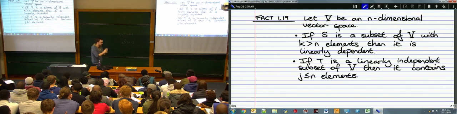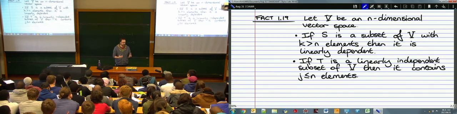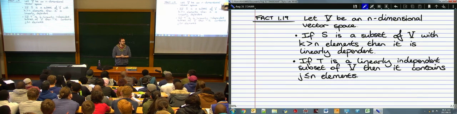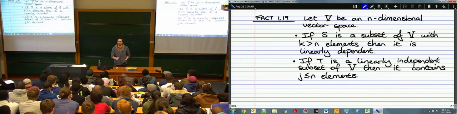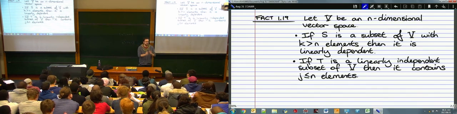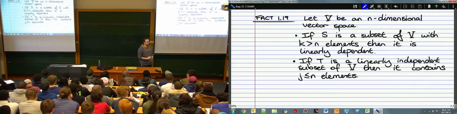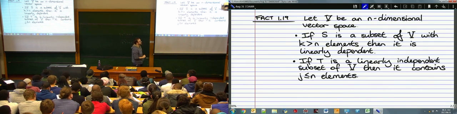Okay, so if you are in R3, and you've got a subset of R3 which has got 4 elements in it, or 7 elements, or 100 elements, you know without doing any calculations, you know immediately that it is a linearly dependent set. If you've got more elements in your subset than the dimension of the vector space, then we have a linearly dependent set.